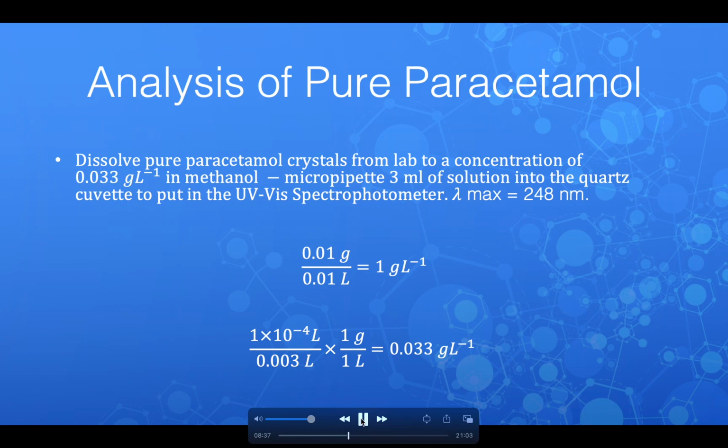Before I put my samples into the UV Vis spectrophotometer, the machine was calibrated with a blank sample of the solvent, methanol. And then I put in a cuvette containing this concentration of paracetamol, pure from the lab. I exposed that to a spectrum and found that its max absorbance, or lambda max, was at 248 nanometers, which was quite close to what I read on the internet. I used the absorbance data at 248 nanometers to back calculate the molar absorbance coefficient.